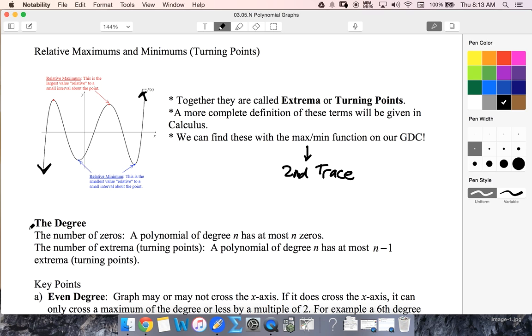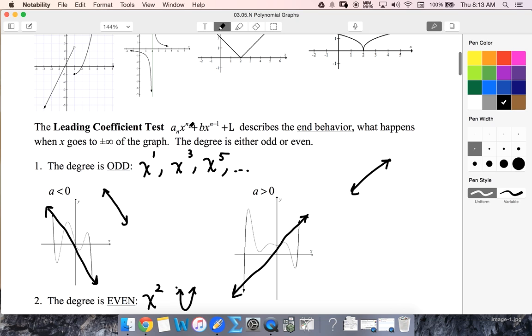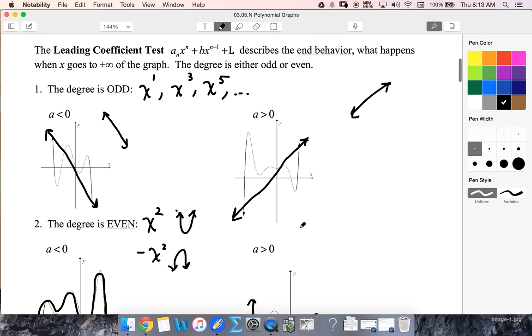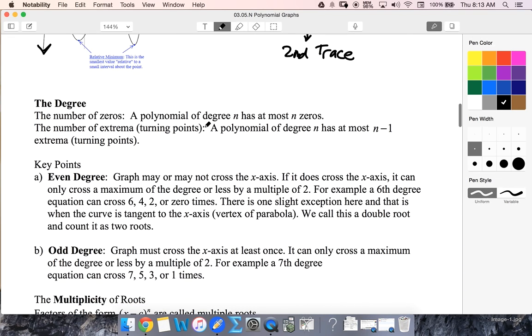All right. Our degree. So remember, degree is our value of n up here in our ax to the n. So that's our degree. And we've already talked about the degree being odd versus even and that sort of shape. So now let's think about our degree telling us about how many roots we have and how many turning points we have. So if I think about our first polynomial, that's just a line. A line has 0 turning points.